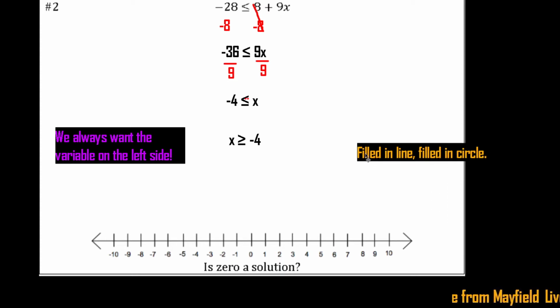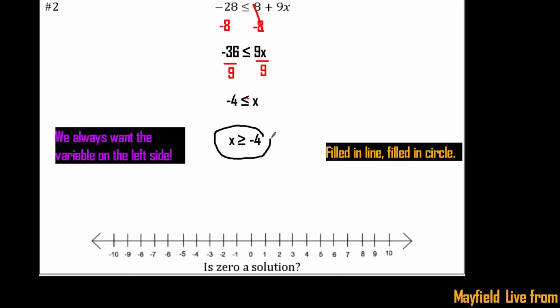And so since we have a filled in line, we're going to have a filled in circle. And so when we go to graph this solution, we're going to have a filled in circle on negative 4. So we're saying all those values, including negative 4 and above negative 4, are solutions. So again, we fill in the circle on negative 4, and then we graph everything to the right. Again, notice how the arrowhead is matching our inequality symbol. And then we say, is 0 a solution? Yes, it is. As you can clearly see, it's there.